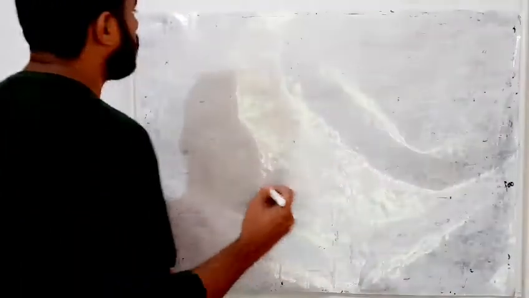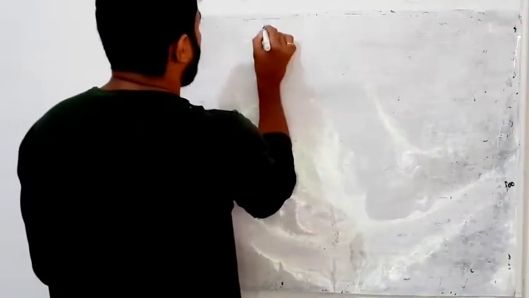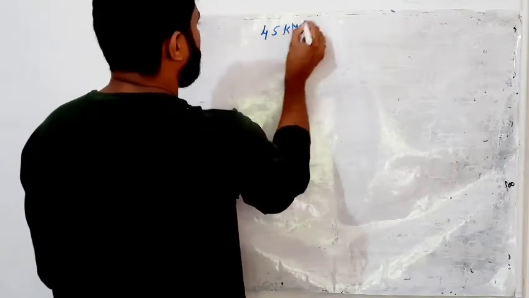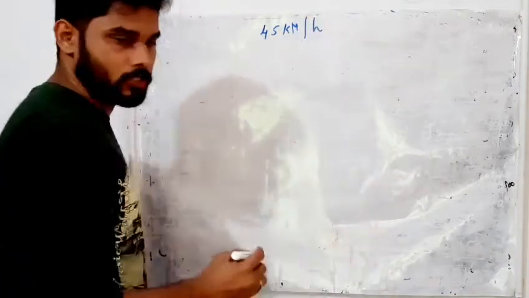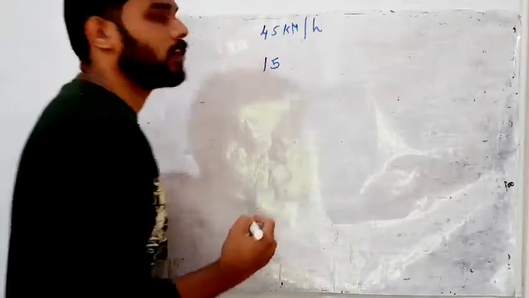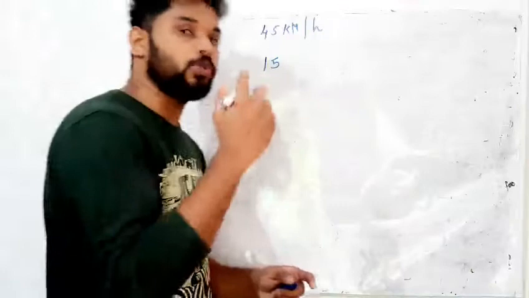Solve the following problems. The first question is, a train is traveling at an average speed of 45 km per hour. How much distance will it travel in 15 minutes? Okay, so this is our question. A train is traveling, the speed is 45 km per hour. Understood? So within 15 minutes, how much will it cover? That's our question.